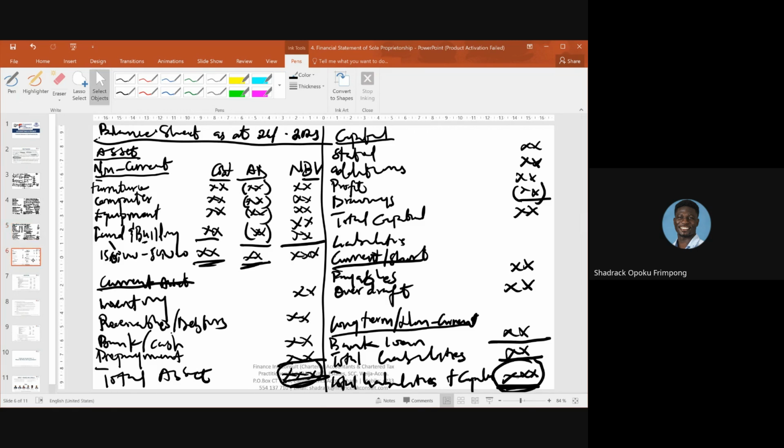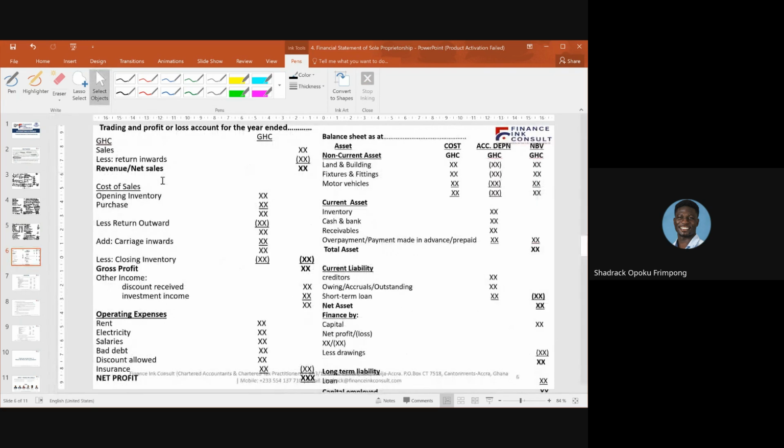I have done it nicely this year because I know my handwriting. Sometimes you guys will complain, so I've done it nicely here. You can see your sales, let's say returns inwards. With returns inwards, you sell goods to your customer and the customer returns it. Then you look at your cost of sales, you enter everything. Then you look at other income: discount received, investment income, rental, and all this stuff. Then we have operating expenses. Then that gives us our net profit.